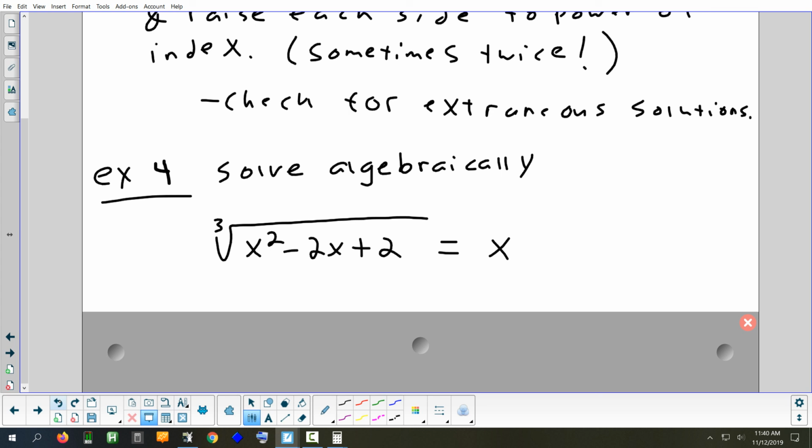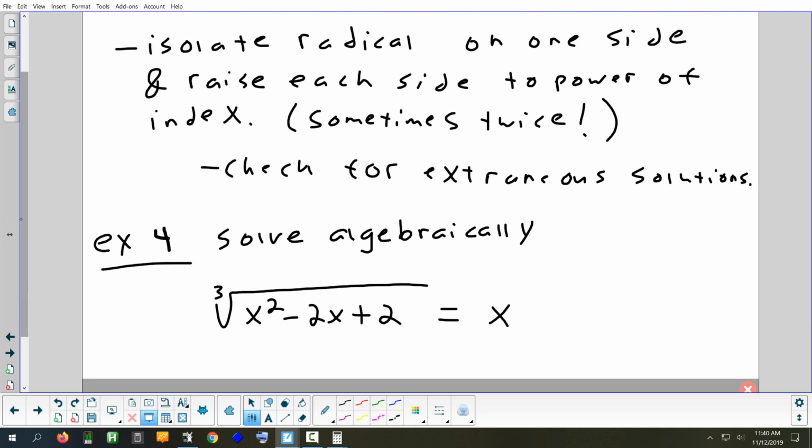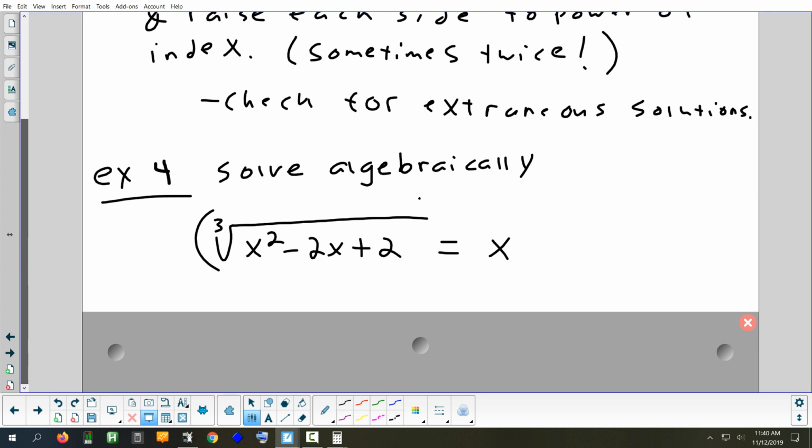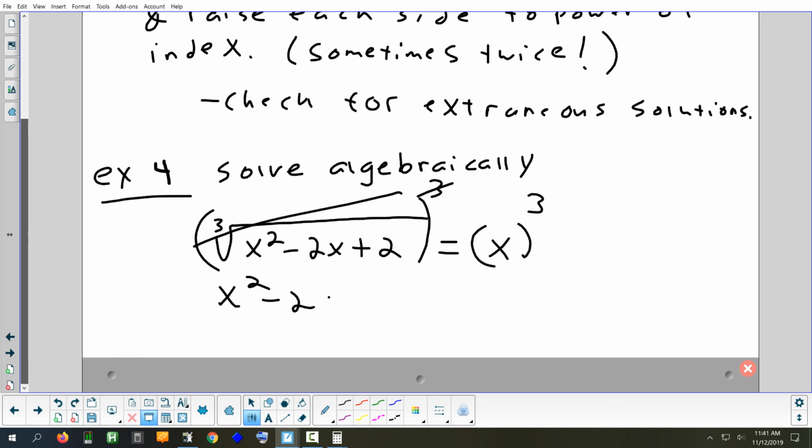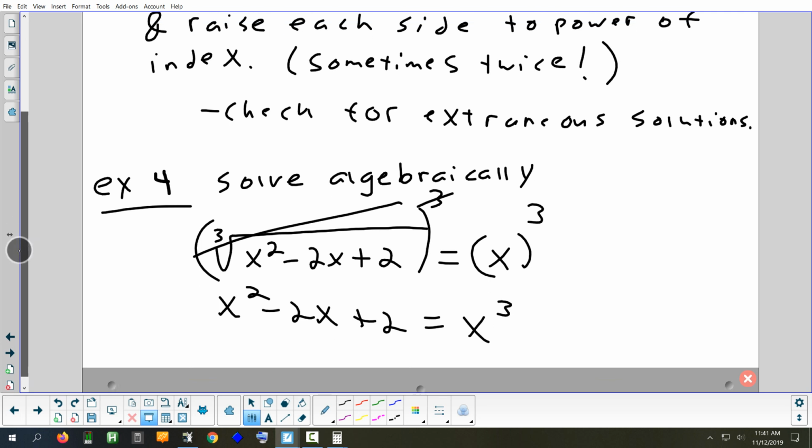But we're good. So what can I do on each side to get rid of the cube root? Raise each side to the power of the root you're taking. The index is a 3, so let's cube it. Cube root and cube is gone. X squared minus 2x plus 2 equals x cubed.